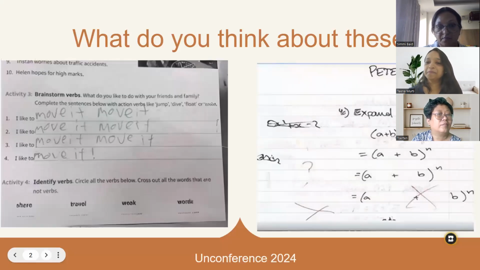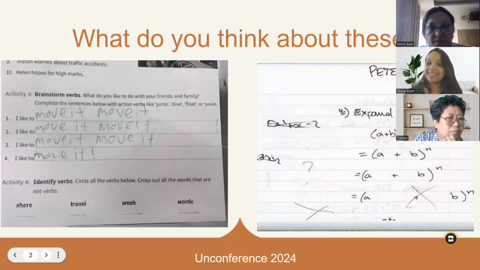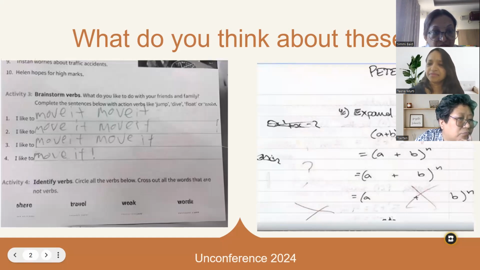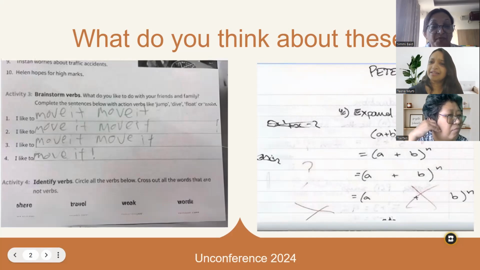What do you think? You can see my screen, right? Okay. What do you think? It's an assessment, and we all have gone through these assessments. What does it make you wonder or think? Is there anything wrong in the task? Yeah, vocabulary is missing. Vocabulary is missing in what? In the task, in the answer, or what?